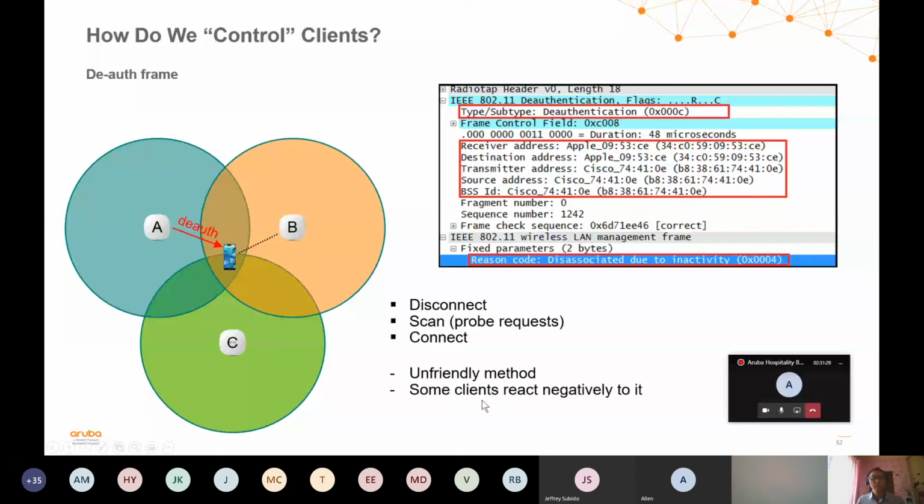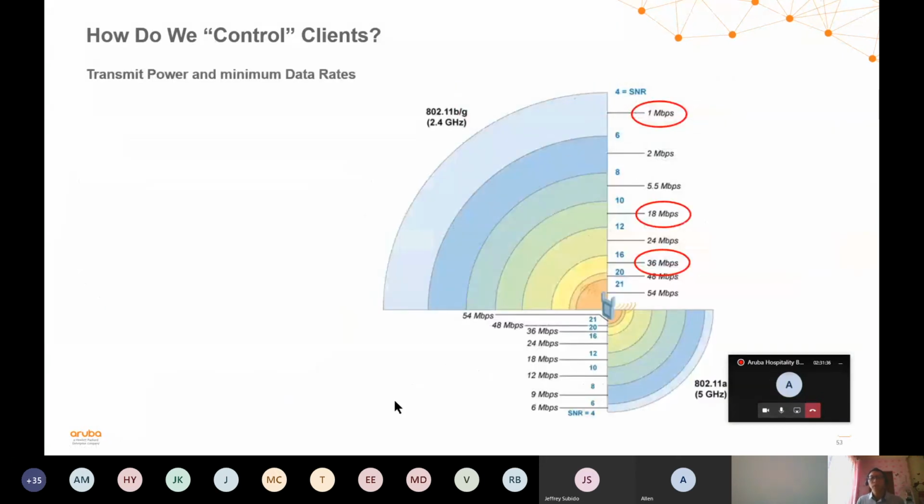The third method is through transmit power and minimum data rates. Now, every cell size is associated with a certain data rate. So when you have a low data rate at 1 Mbps, your cell size is very large, meaning that people can go far and connect. Now as you reduce the data rate or enforce certain limits on the data rate, that cell size shrinks. So this is one way that we use to control the clients. If I want to get a higher data rate, I must be near the AP. So we use this to control the client.